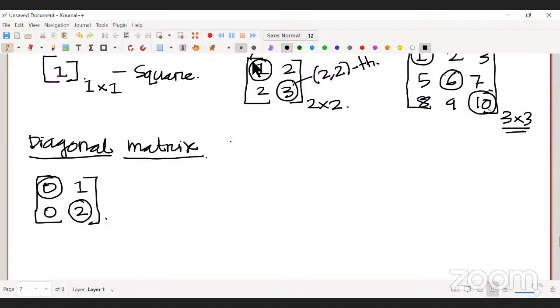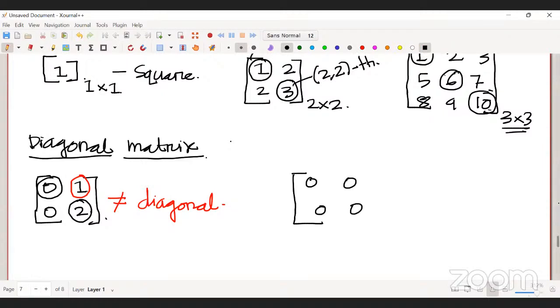So this entry is a non-diagonal entry, but it's non-zero. And this entry is also a non-diagonal entry and still it is non-zero. That means this cannot be a diagonal matrix. My next question is, what about this one? 0, 0, 0, 0. Is this a diagonal matrix or not?